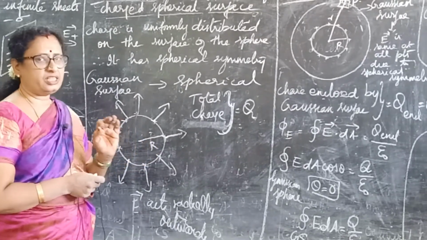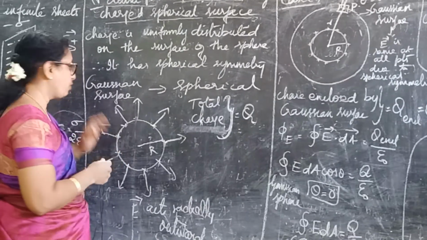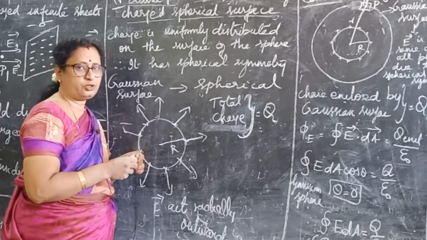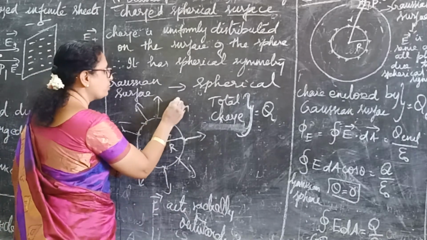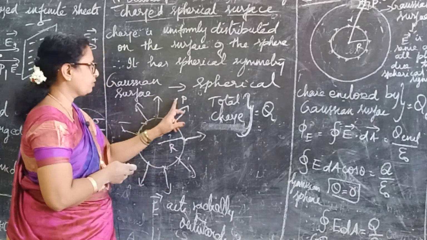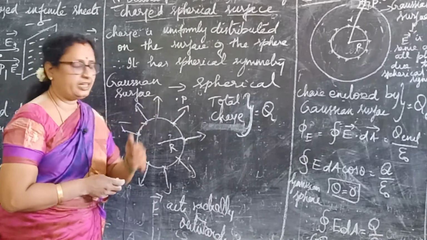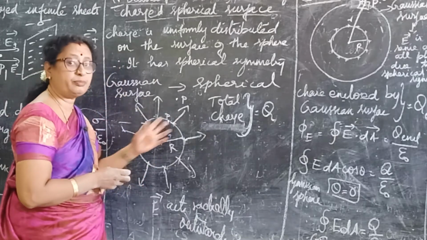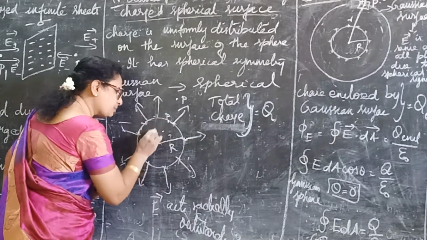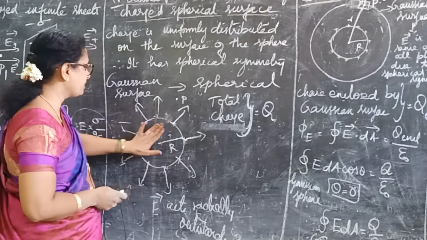Now we are going to see three different cases, the same way as what we did previously. One is finding the electric field at any point outside the sphere: if the point P is present outside the sphere, what will be the electric field? If the point P is present on the sphere, what will be the electric field? If the point P is present inside the sphere, what will be the electric field? First we will consider the first case.